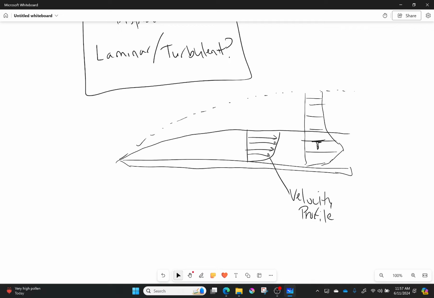Perfect. Now, other things. I have a thickness. So that thickness right here is delta. And I have a second thickness right here. That is delta with a subscript T. That's the thickness of my temperature boundary layer. And so this one right here is my thermal boundary. And this one right here is my velocity boundary.